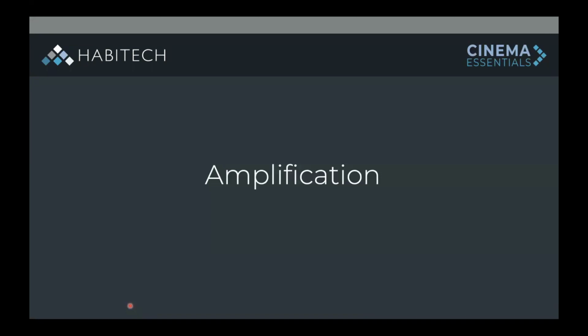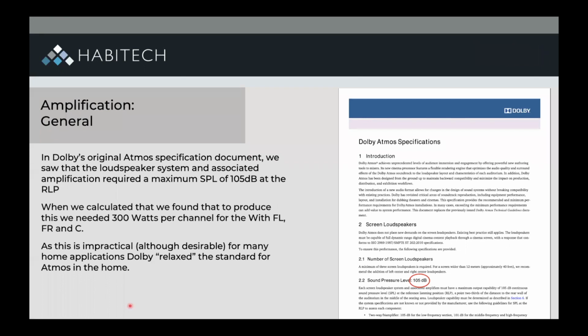So now we've fitted the speakers, we need to look at amplification, and we're going to refer back to the Dolby standard for the RLP decibel level. So in the original Dolby Atmos document that we saw, you'll remember that I said that the loudspeaker system and associated amplification required a maximum SPL of 105 dB at the reference listening position. And when we used the calculator calculating loss, we saw that we needed to produce 300 watts per channel for the front left, front right, and center speaker.